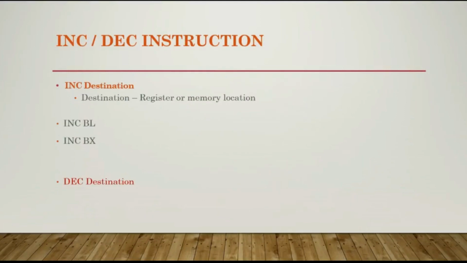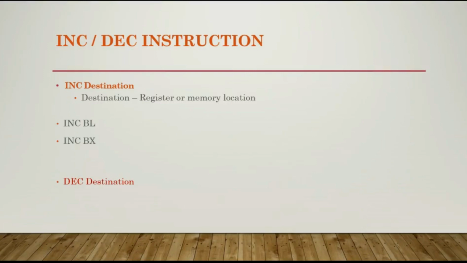Similarly, we can have increment and decrement instructions. I have already given the example. These are your arithmetic instructions. What they basically do is the content of this register or the memory location will be incremented or decremented by 1. The format of writing the increment instruction is INC destination. The destination could be a register or a memory location.